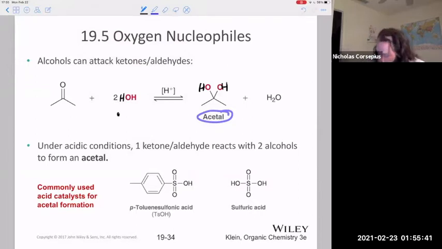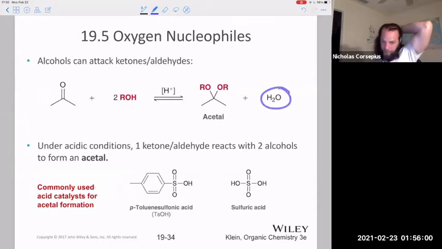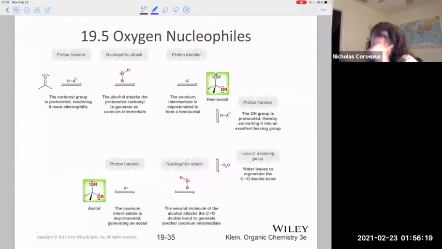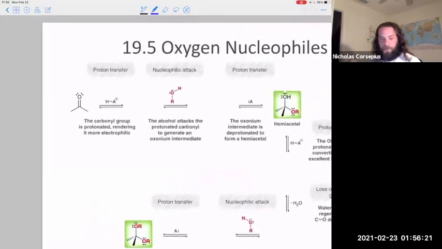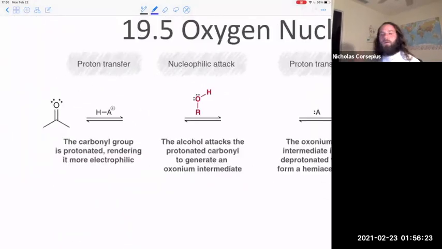But now instead of taking place between water and the ketone or aldehyde, now we're talking about an alcohol, which creates an acetal. Okay. Notice that also on this side, I have water as one of my products. That's going to be really important later on. All right, so this reaction mechanism looks incredibly similar to what we saw before, but sort of back to back, as if we glued two of the ones that we just saw together.